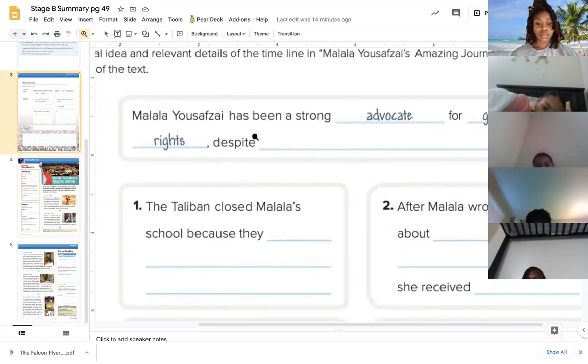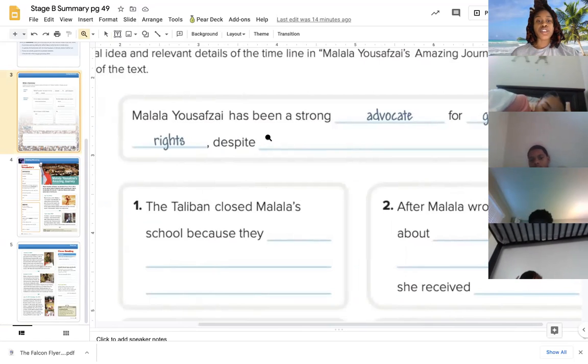Speaking about her rights. She's speaking about her rights and how they're being violated. She's publicly speaking about it. She wrote a blog, right? As a child, she wrote a blog. All right, so she has been a strong advocate for girls' education rights despite.